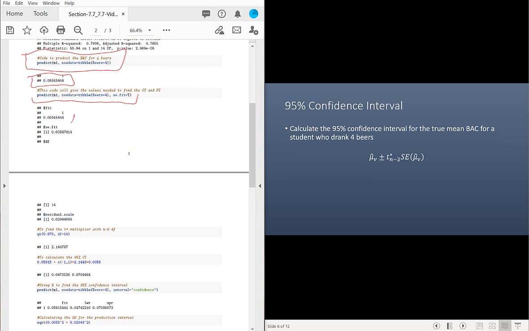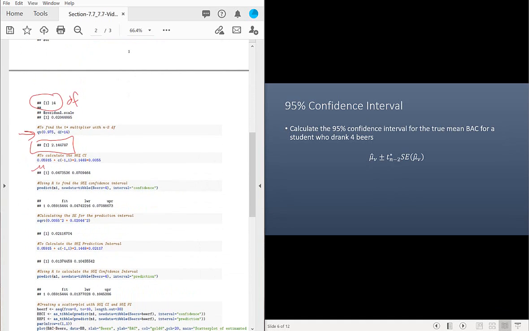Here is the estimated mean blood alcohol content, mu nu hat. Here is the standard error of mu nu hat. Our degrees of freedom here we can see is 14. And we'll get back to what this other value, the residual scale, is in a little bit. This code will give us the t star multiplier with 14 degrees of freedom, 2.1448.